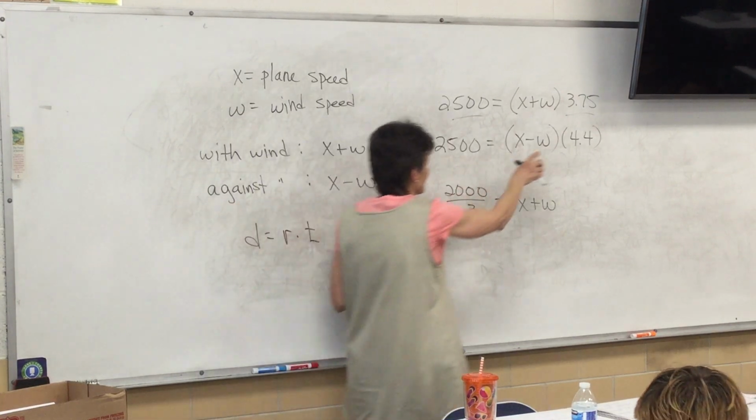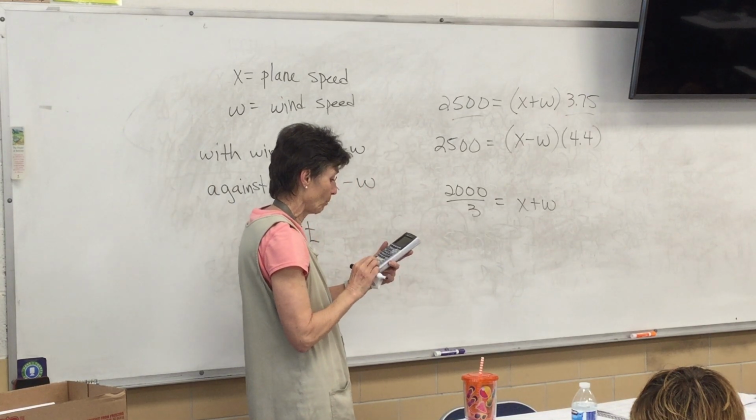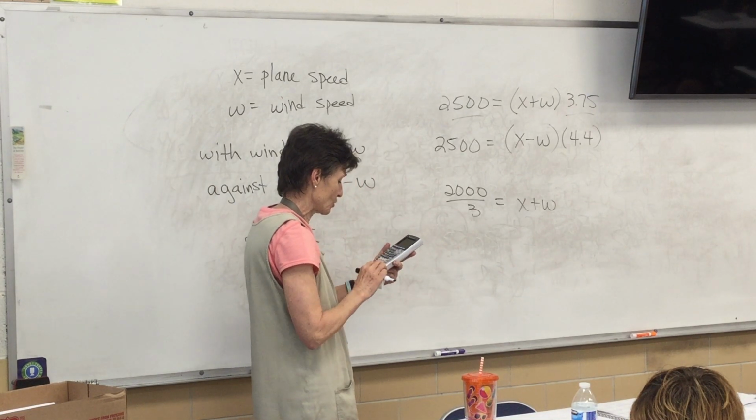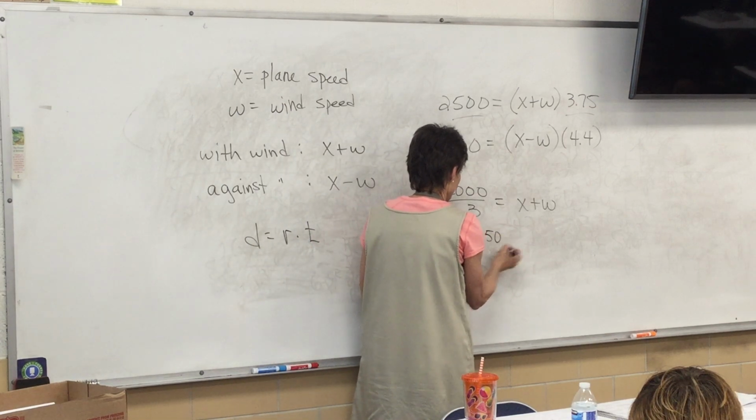And then I'm going to do the same thing. I'm going to take 2,500 and divide it by 4.4. Change that into a fraction. And it's 6250 over 11.